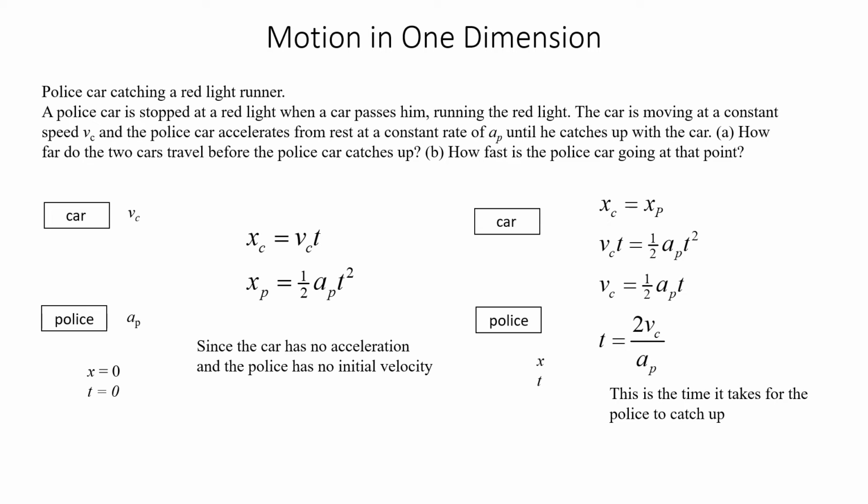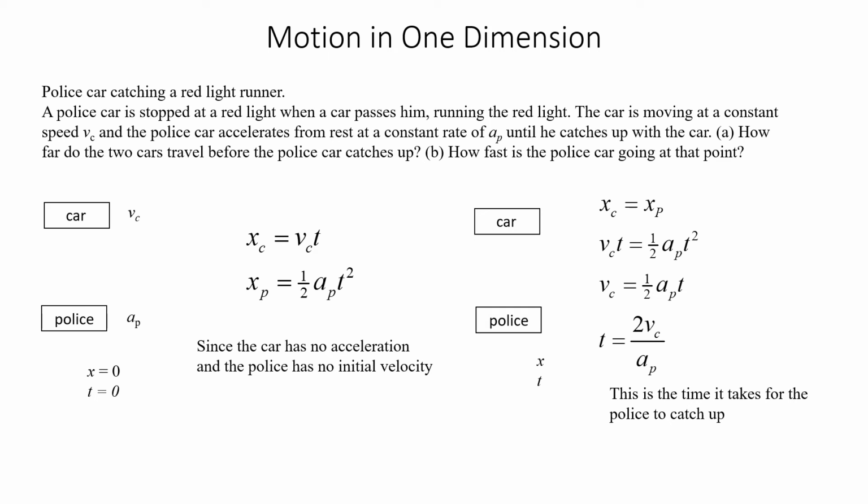I divide both sides by t. I get v sub c equals 1/2 a sub p t. Solve for t, and I get 2 v sub c over a sub p. So this gives us the time it takes for the police to catch up. If we're given the velocity of the car and the acceleration of the police car, we could plug in the numbers and we'll get a number for the time.